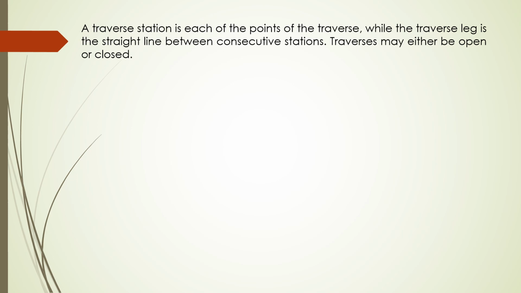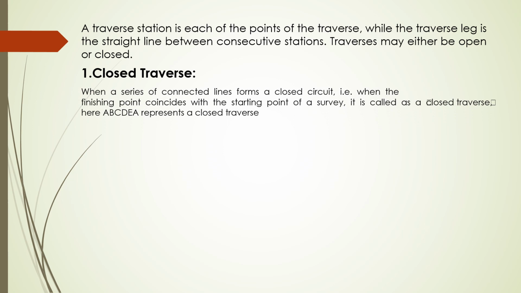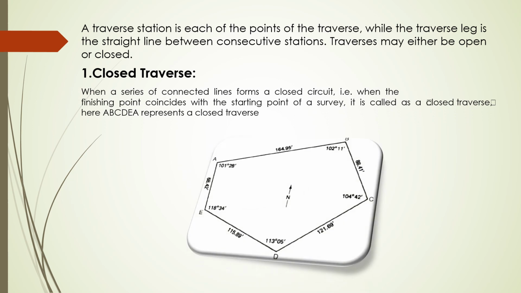On closed traverse, when a series of connected lines forms a closed circuit, for example, when the finishing point coincides with the starting point of a survey, it is called a closed traverse. Like the example here, points A, B, C, D, A represent a closed traverse.